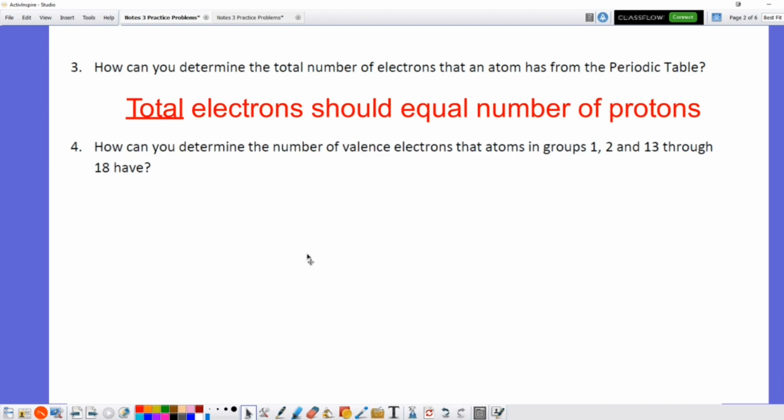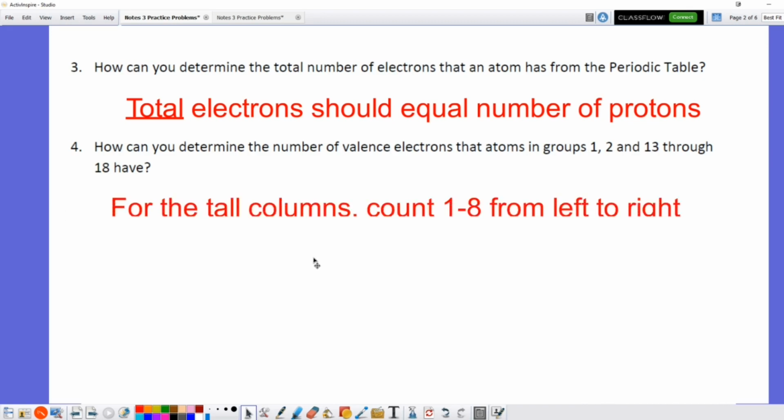How can you determine the number of valence electrons that atoms in groups 1, 2, and 13 through 18 have? That is going to be basically you count the tall columns. So for all the tall columns that you have on the periodic table, skipping that short middle section, you're going to count from 1 to 8 from left to right. And just like how we reviewed in the notes, the number of the column is going to be the number of valence electrons for those elements that are found in that column.